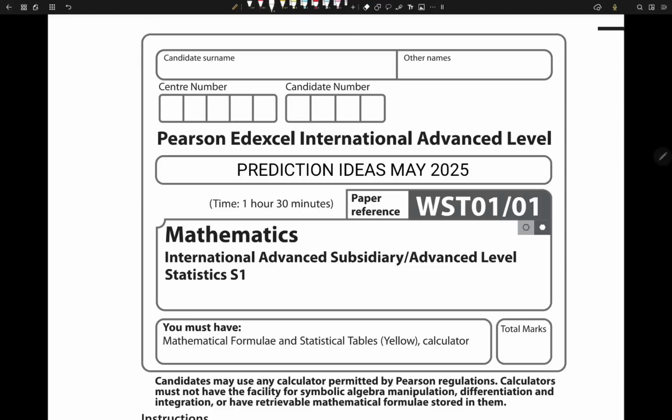Welcome everyone to the solving of Edexcel IAL-S1 May 2025 prediction ideas. We will be going through each of the questions with concise explanations to help you understand each and every question with details. Now remember, this is just an idea of what may come in the 2025 examination paper. It is not the actual paper, of course. But there's a high probability that the concepts covered in this prediction will be assessed in the May 2025 exam session. So without wasting any more time, let's begin.